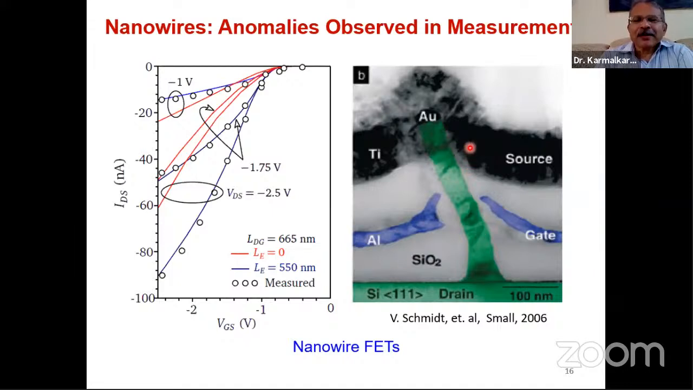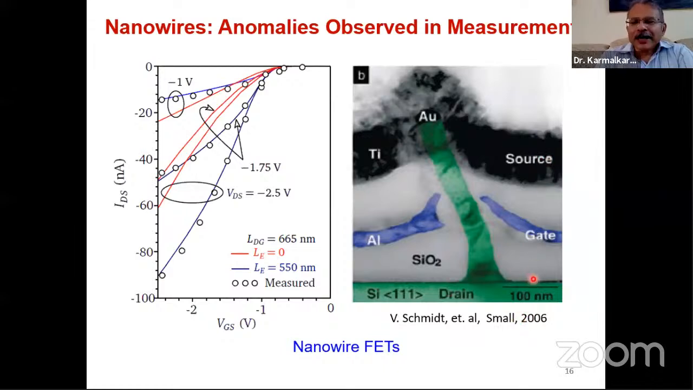But if artificially you remove this, instead of extending this source so much, you restrict it only to the wire. Don't extend the source. So LE stands for extension of the source. E stands for extension. L is the length of the extension. Here the length of the extension is 550 nanometers.